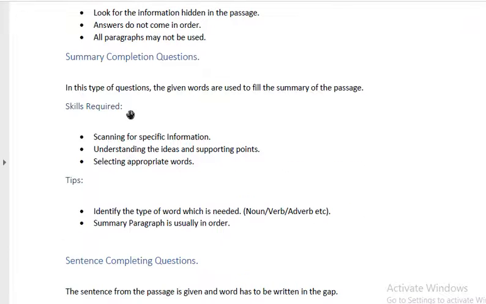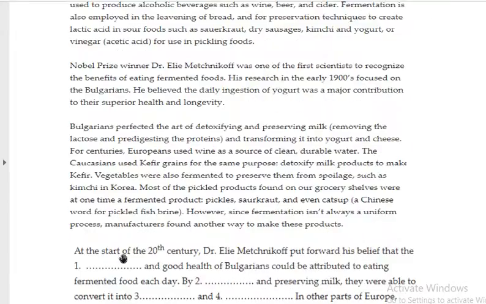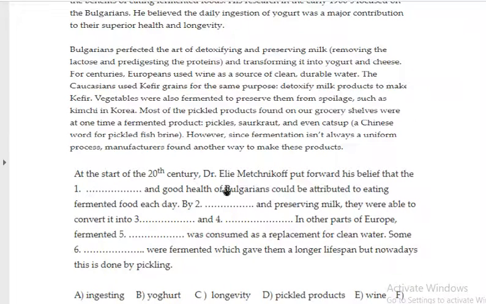Summary completion question. In this type of question, the given words are used to fill the summary of the passage. Let's jump to the example. This is a summary completion question, fermentation, and this is a big paragraph, and then there are some blanks. So you have to fill in: the good health of Bulgarians could be attributed to eating. So now you have to find what best answer or what best word can fit here.